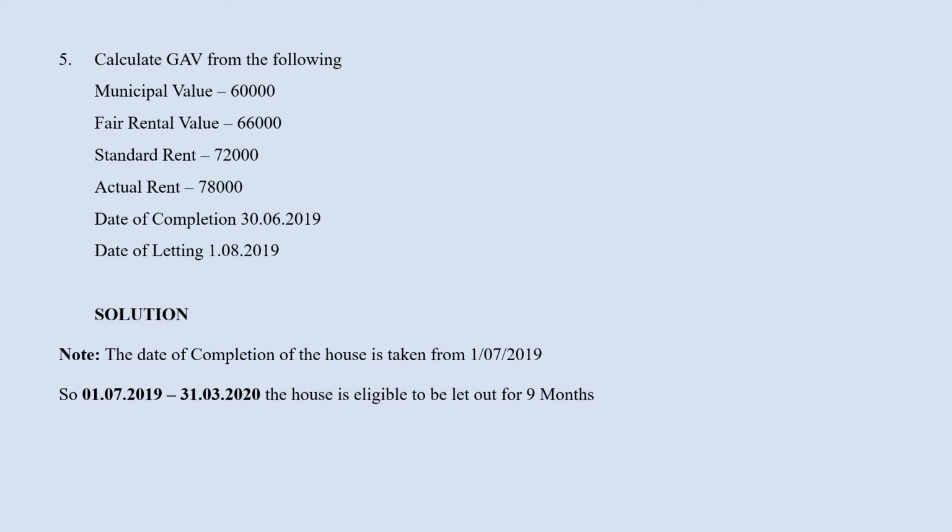So when a house is ready, it is eligible to be let out from the date it is ready, or it is ready to be given for rent. So for the entire year only you are supposed to calculate the income. So the income will have to be received from 1st of July to the 31st of March 2020. So the house is eligible for how many months? 9 months now. Actually it is let out for 9 months. Should be let out for 9 months. So we will do all the calculations for 9 months.